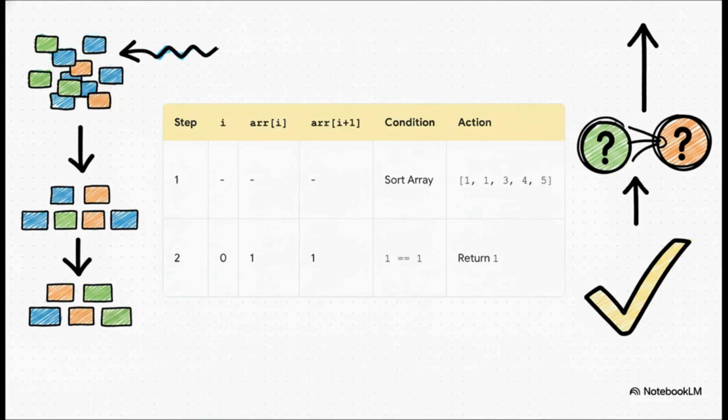Step 1 is our initial sorting step. The array magically transforms into 1, 1, 3, 4, 5. Okay, next we begin our loop at index 0. The current element is 1. We look exactly one step to the right at its neighbor at index 1, which is also 1.